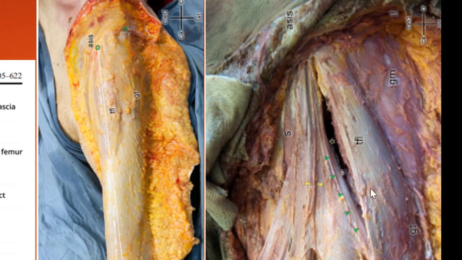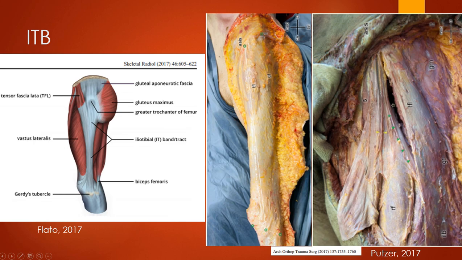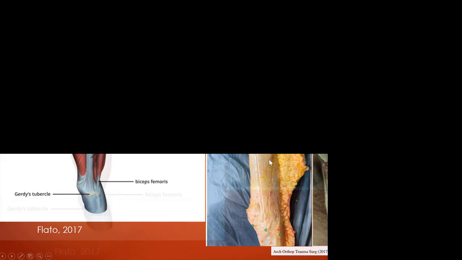The deep layer of the ITB is where these green arrows are. We need to resect those or split those open to see the hip joint and the hip capsule. The yellow arrows here indicate the lateral femoral cutaneous nerve position. Behind the TFL, we have gluteus medius back here, just the muscle belly. Lower down, of course, we're going to see gluteus maximus inserting here.